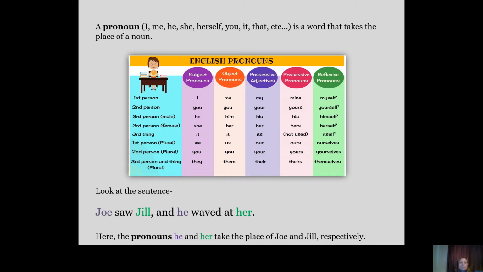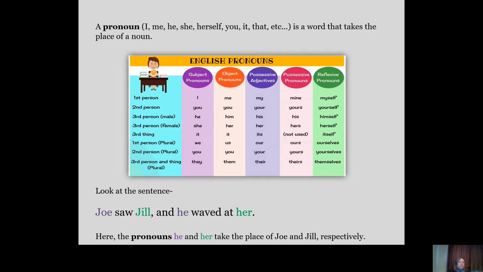Look at the sentence here, look, at the bottom. Joe saw Jill and he waved at her. And if you look at the way I've colour coded it, we've got Joe and he in purple and Jill and her in green. Okay, so the pronoun he took the place of Joe's name, and the pronoun her took the place of Jill's name. Okay, so Joe saw Jill and he waved at her. Now we use some of the knowledge we've already got, so we know which names are more likely to be girls or boys' names. Again, that's not a rule, but it gives us some idea, and the ordering as well.